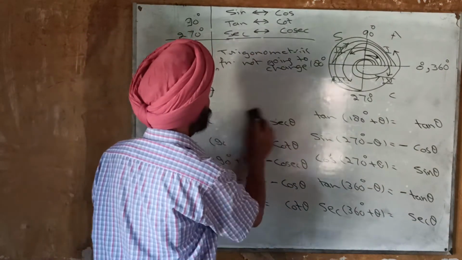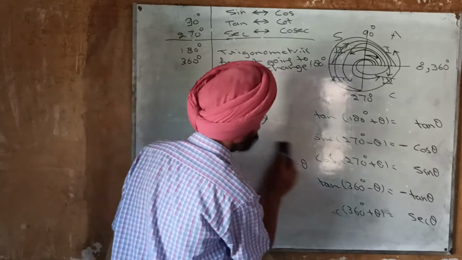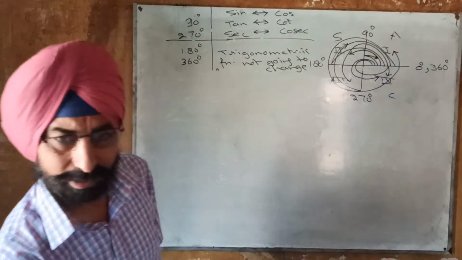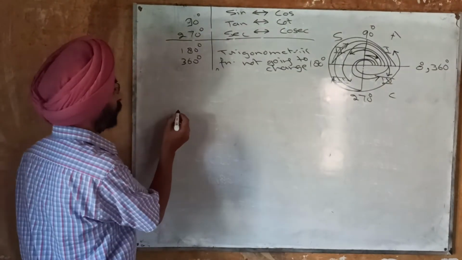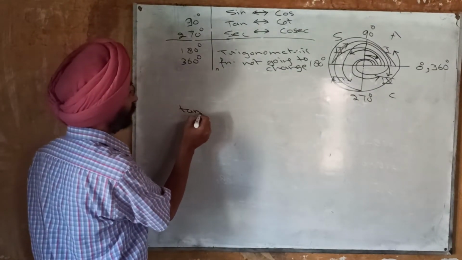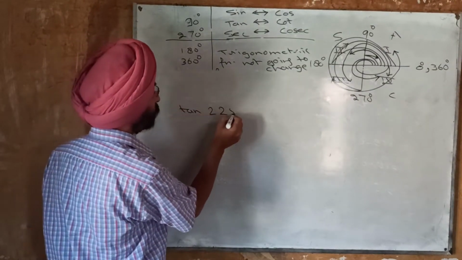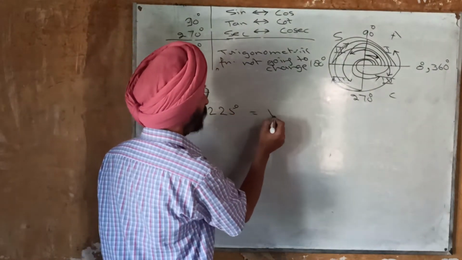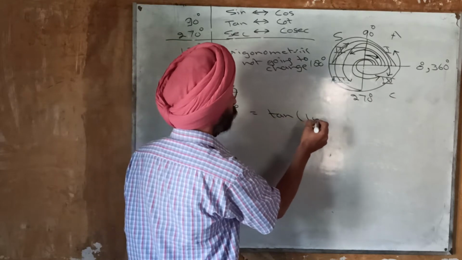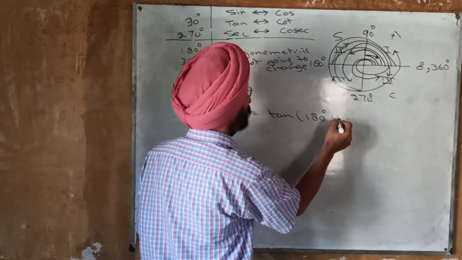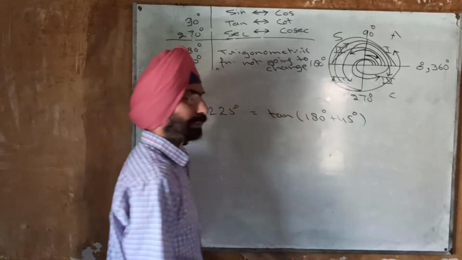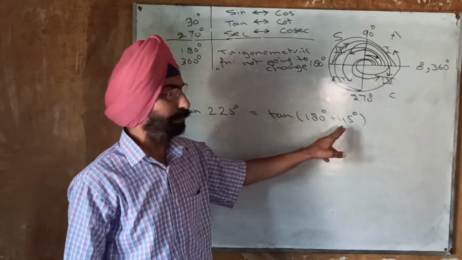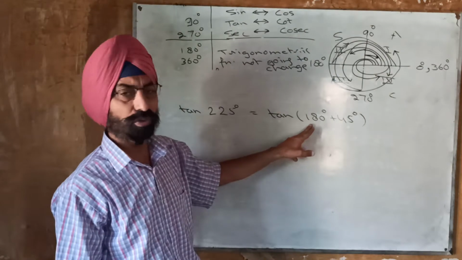So let us take some examples. This is actually the basic formulation. And now suppose you have to find the value of tan 225 degree. So tan 225 degree, you can write tan 180 plus 45 degree. Now this 45 degree is your theta, so it is tan 180 plus theta. Now it is a case of 180.